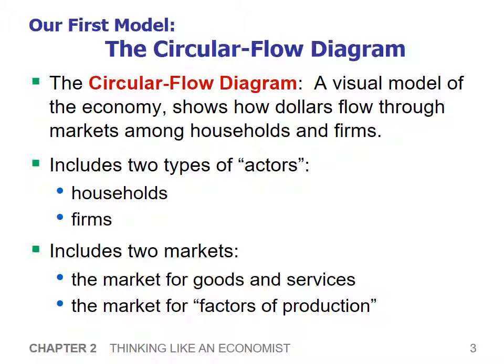Now, in the real world, we encounter three different kinds of markets. Markets for goods and services that we buy and consume. Markets for factors of production, and I'll explain this term later. And the financial market. But let's assume that there are just two markets: goods and services, and the factors of production.